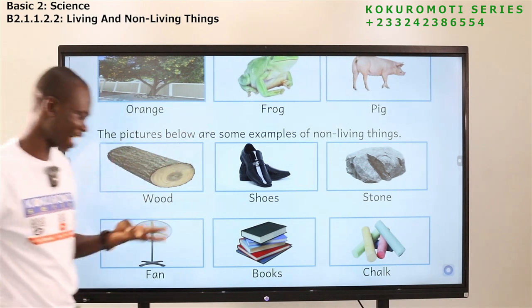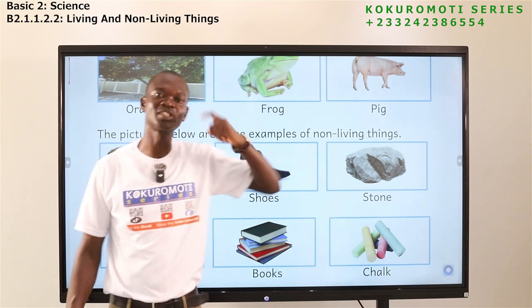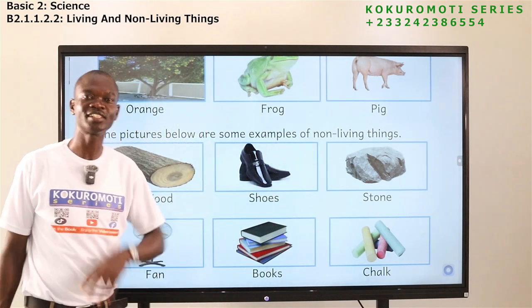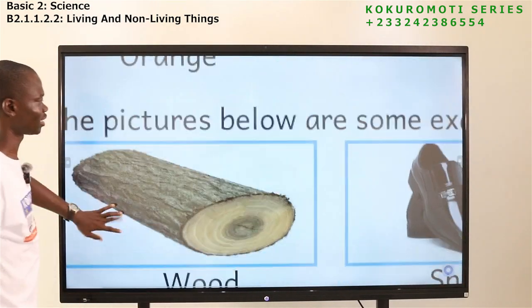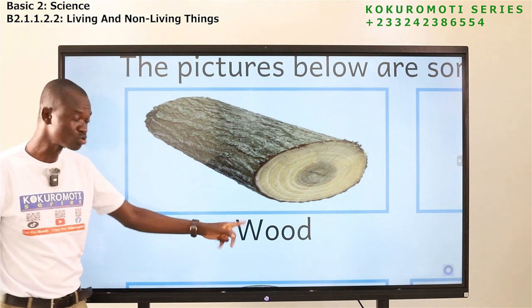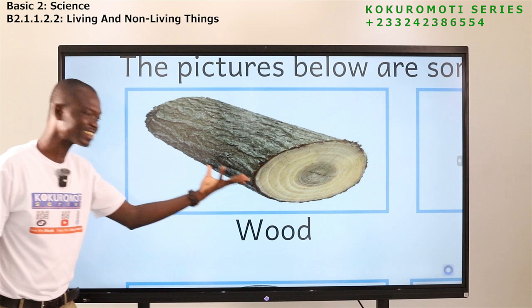Human beings can die, or human beings will die. Animals also die, trees also die, because we all have what? Life. But non-living things, they don't die. Let's continue. So let's look at examples of non-living things. If I ask you to give me examples of non-living things, remember that I've shown you what? Wood. Remember, this is wood. Wood is a non-living thing. It doesn't have what?